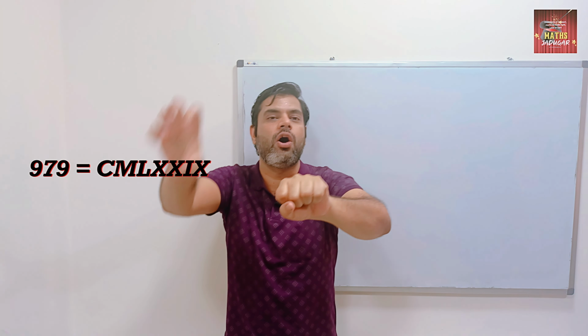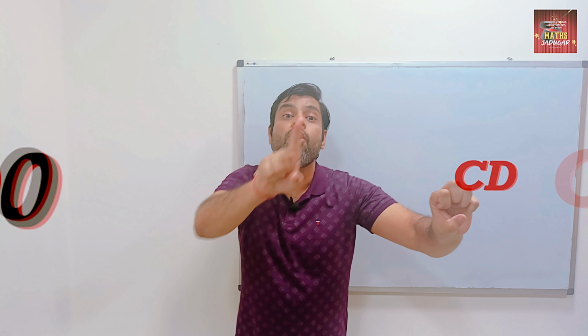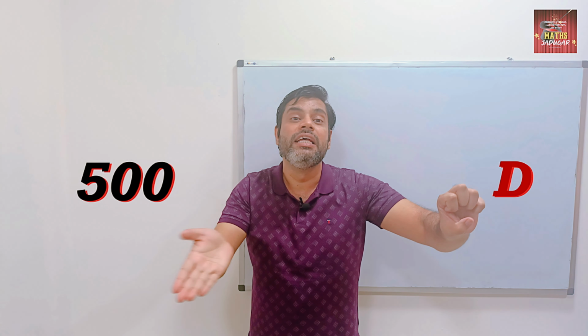M, you already know, is for 1000. Once you know M, now you are in thousands. M is for 1000. Hundreds, you already know 100 to 900. 100 is C, 200 is CC, 300 is CCC, 400 is CD, which is 100 subtracted from 500. D is 500. Then start adding 100 to 500.